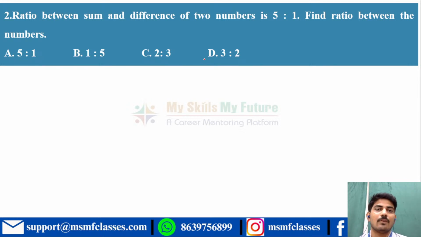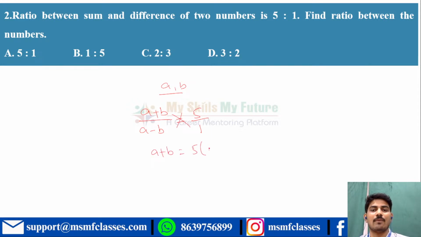So okay, let's see the explanation regarding this question. What is given in the question is the ratio between the sum and the difference of two numbers is 5. So I'll assume the two numbers as a and b. The sum means a plus b, and the difference is a minus b, and he gave the ratio as 5/1. If I cross multiply these values, it will be a plus b equals 5 times (a minus b).